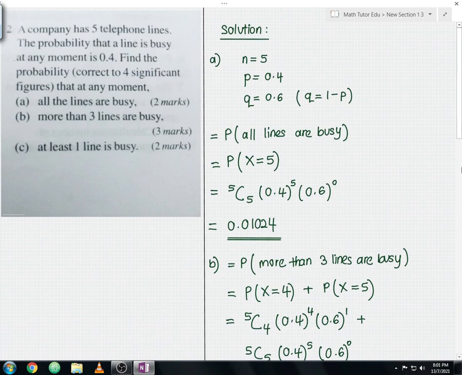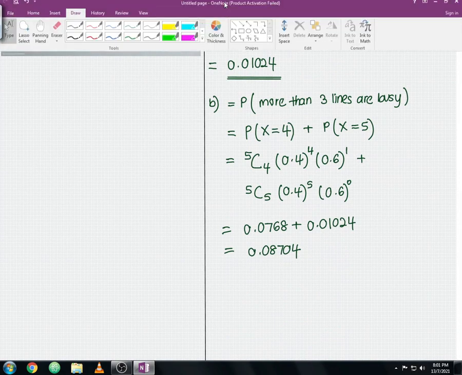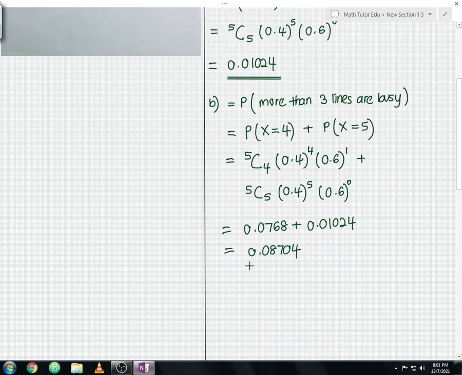Okay guys, make sure you give your answer in 4 significant figures. You should be very careful. Read the question carefully. You must give your answer in 4 significant figures. Let me underline the solution for question part B.